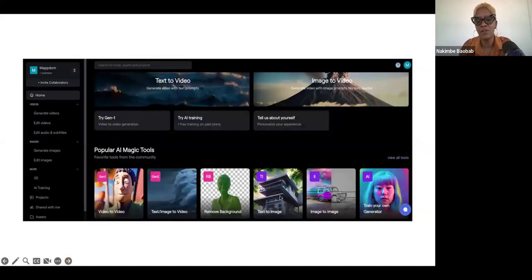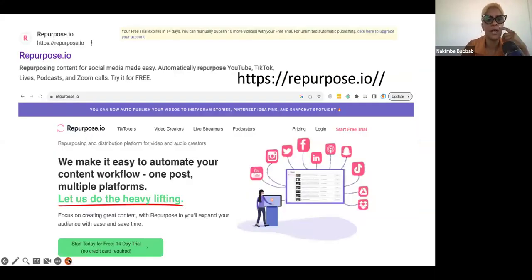It can remove a background. You can also say, not only create me a video, but make me an image, right? So the same kind of thing. Repurpose.io.